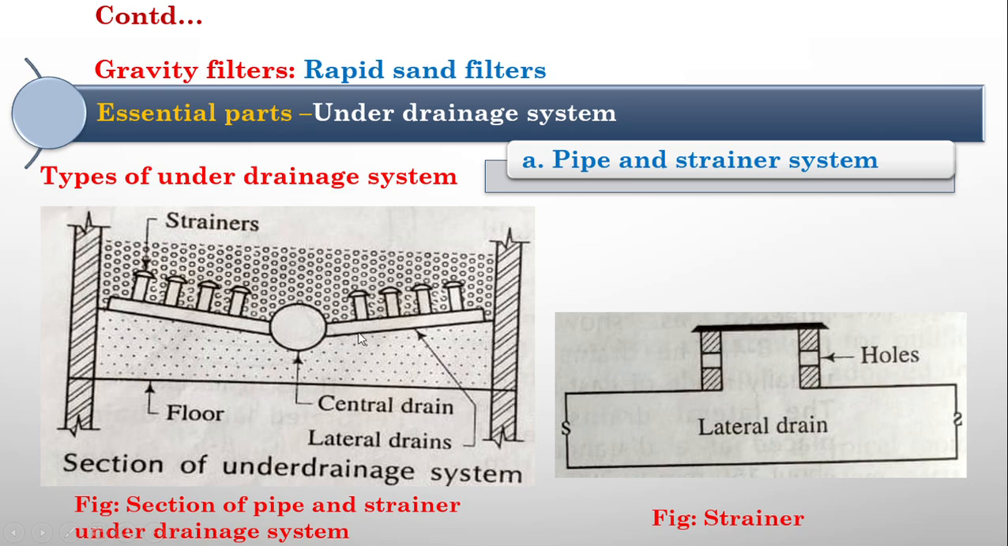Why are we providing the holes at the bottom? Because when we provide holes at the top, there is a chance of some amount of impurities entering into the laterals. To avoid that, only the water should enter into the holes. When they are at the bottom, only the water can enter into the laterals. So we provide perforations in the laterals at the bottom instead of the strainers.